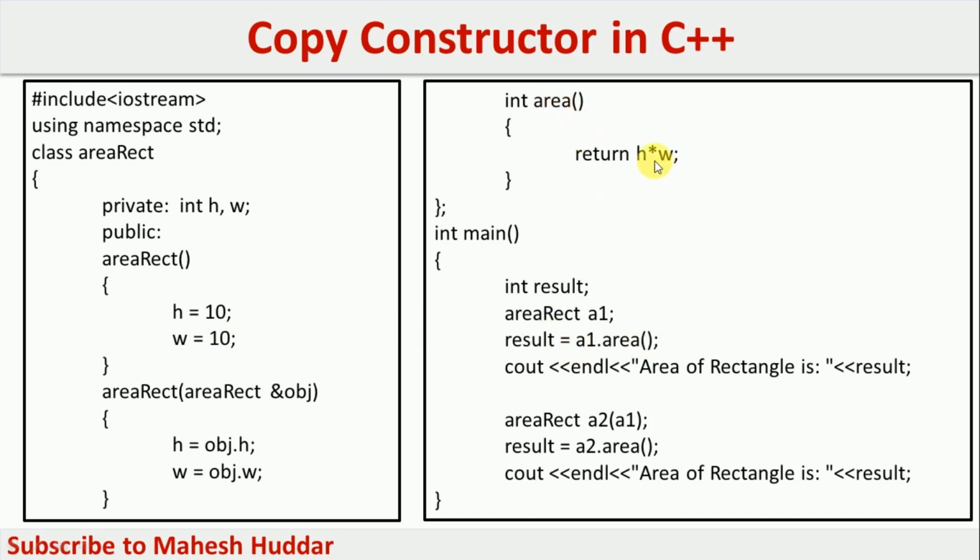A1.area is nothing but the value of H and W will be considered from A1. H is 10, W is 10, 10 into 10 is 100, so the output of this line will be 100 in this case. Now the very important part is this line.